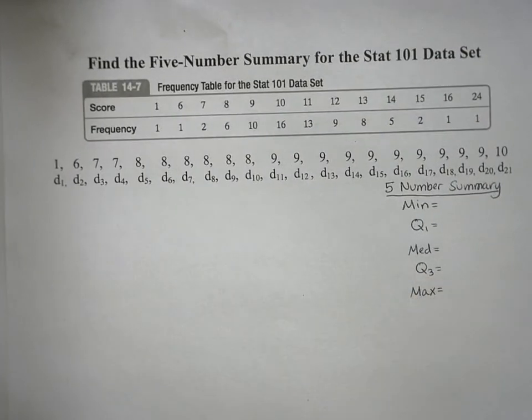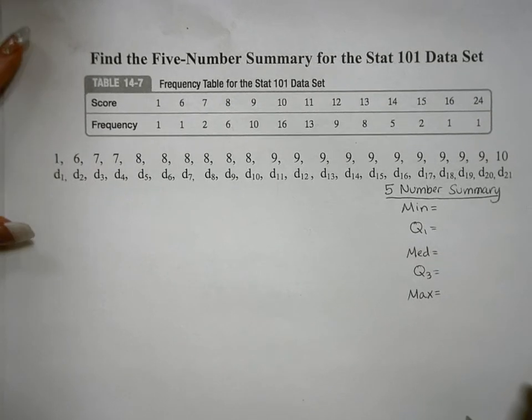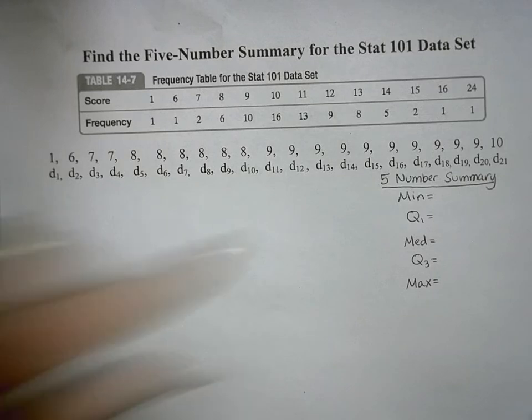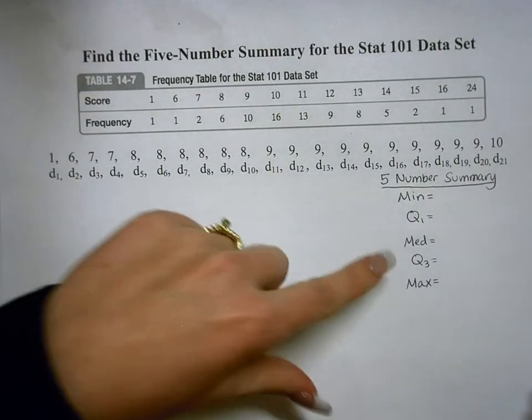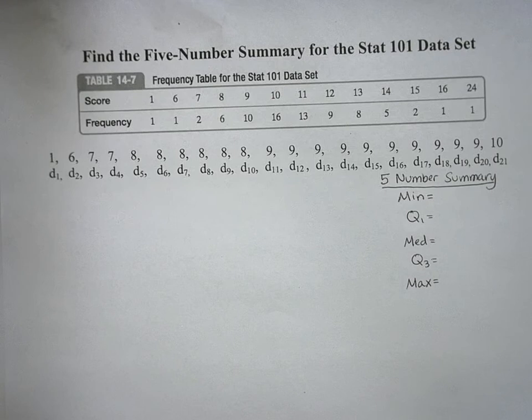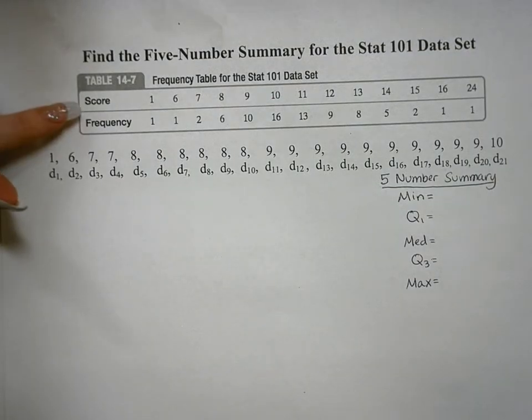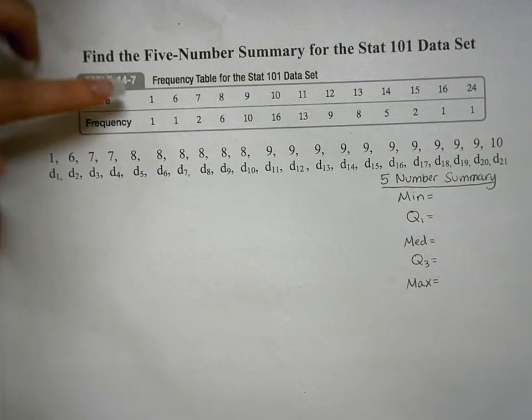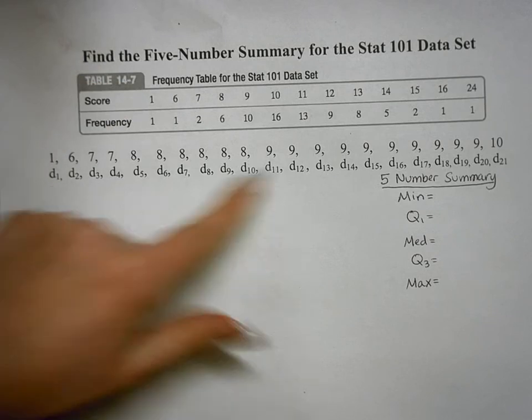We are going to find the 5-number summary for the Stat 101 quiz scores data set. So here we have a frequency table, and we're going to find the 5-number summary: the minimum, quartile 1, median, quartile 3, max. And remember, whenever we're dealing with a frequency table, it's always important to understand what information it's giving us. So I just went ahead and wrote down some of these scores.